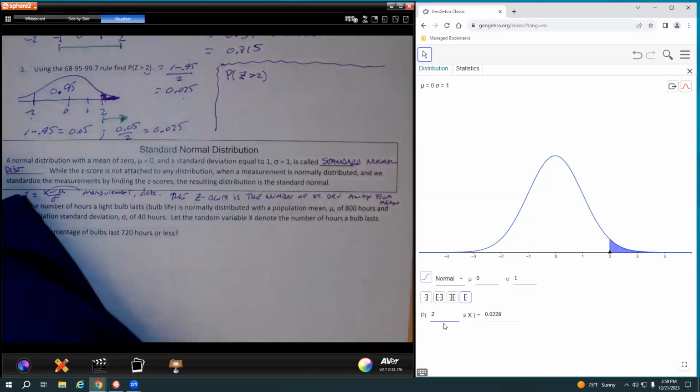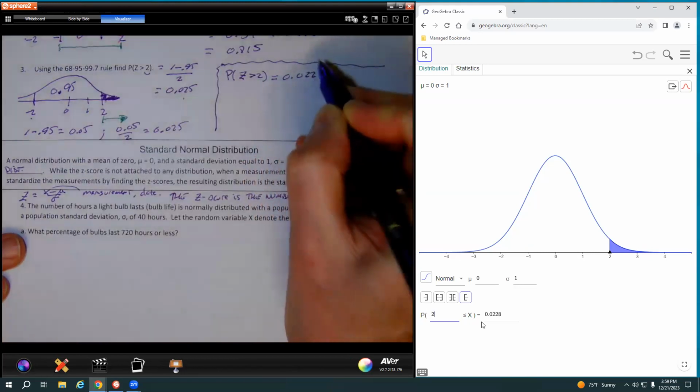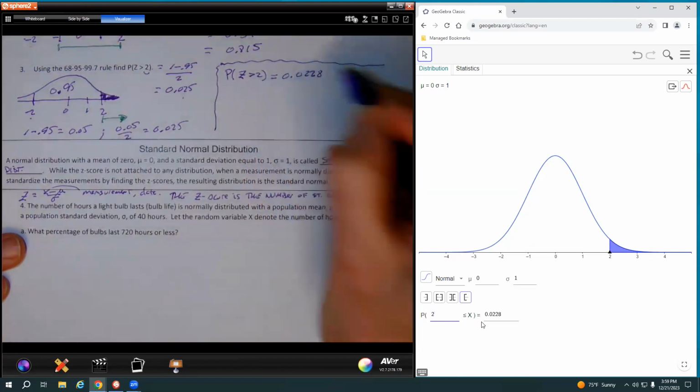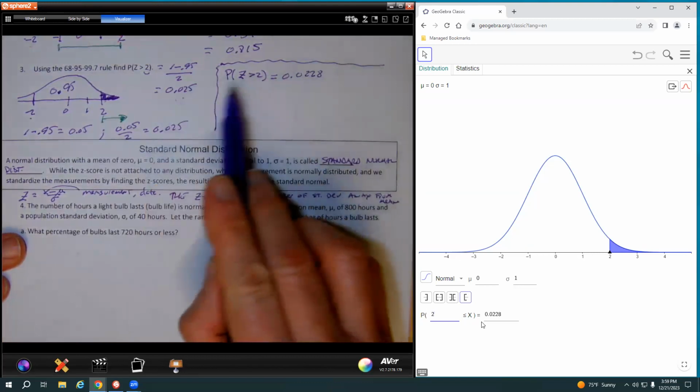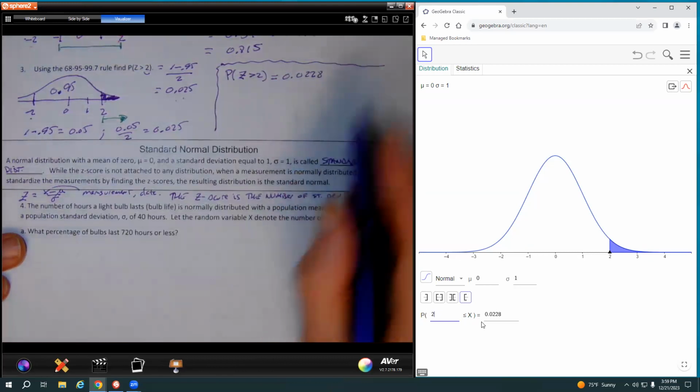The chance of a variable being greater than or equal to 2 is 0.0228. So the answer would be 0.0228. You'll notice, hey, those two numbers are not the same. You're right, because this one is a better approximation.